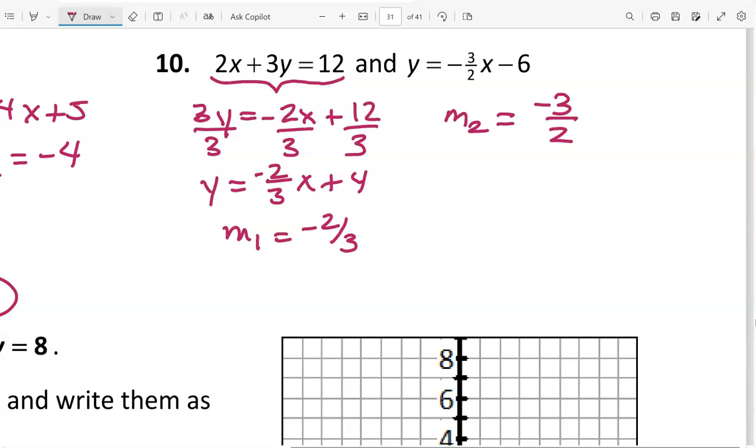Those slopes are reciprocals of one another, but they're not opposite reciprocals. That means the two lines are neither parallel nor perpendicular. You can say intersecting if you wish.